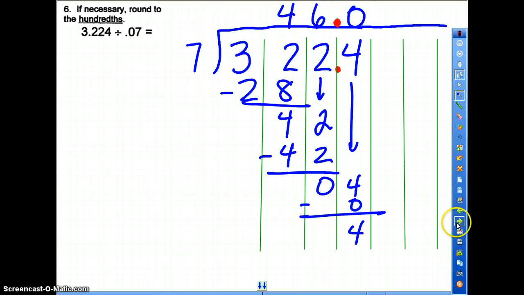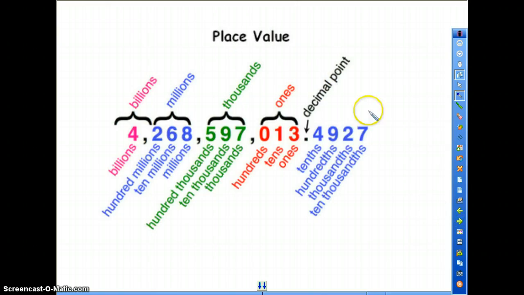All right, the hundredths place. A lot of kids forget this is a rounding problem. Not only do you have to divide, you have to know how to round. Where is the hundredths place? Well, hopefully you guys have something that looks something like this in your journal now. Here's my decimal point. The 4 is in the tenths place. The 9 is in the hundredths place.